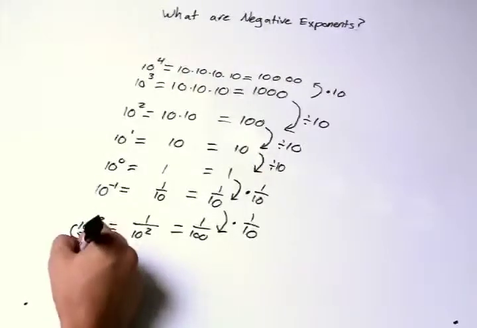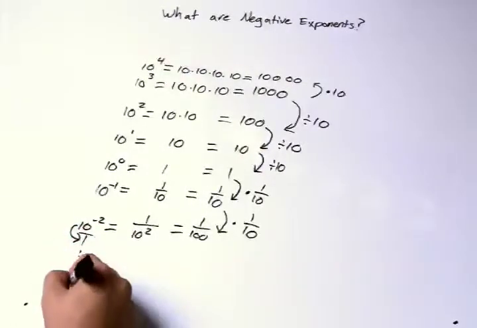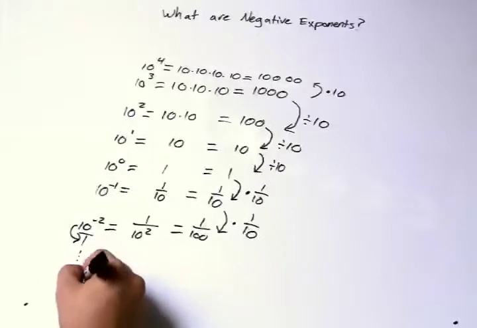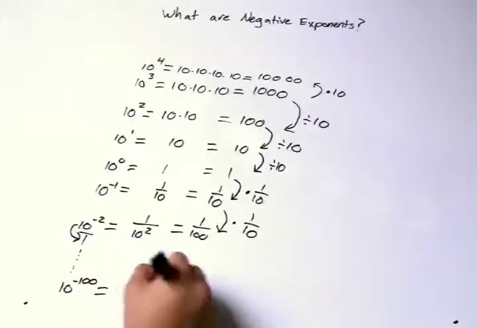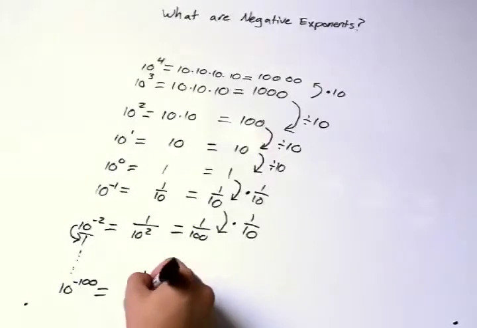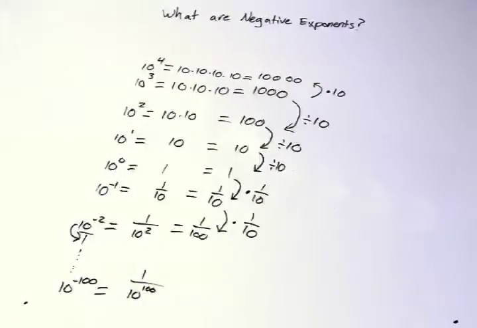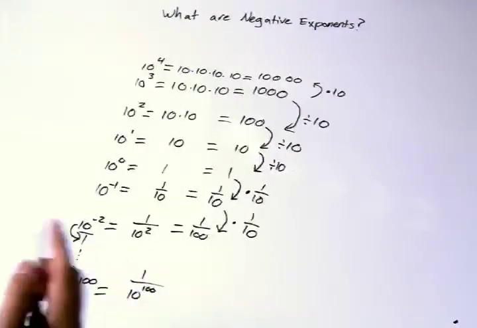Now I could skip some, right, all the way down to 10 to the negative 100th power. The reciprocal of a googol, right? Because that would be 1 over 10 to the 100th power. Very, very, very small number, but you can see how the process works. Move it over to the division bar, change it to positive.